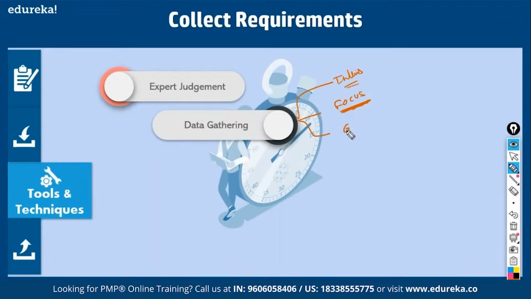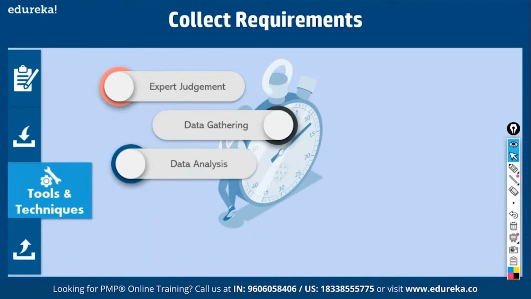Or you can have something like questionnaires, surveys. Or your organization wants to live up to some industry standard, so you can use benchmarks as data. Or you want to come up with a lot of creative ideas, you can have brainstorming for gathering data. So data gathering basically refers to the ways in which you'll be gathering requirements. So this could be any of these.